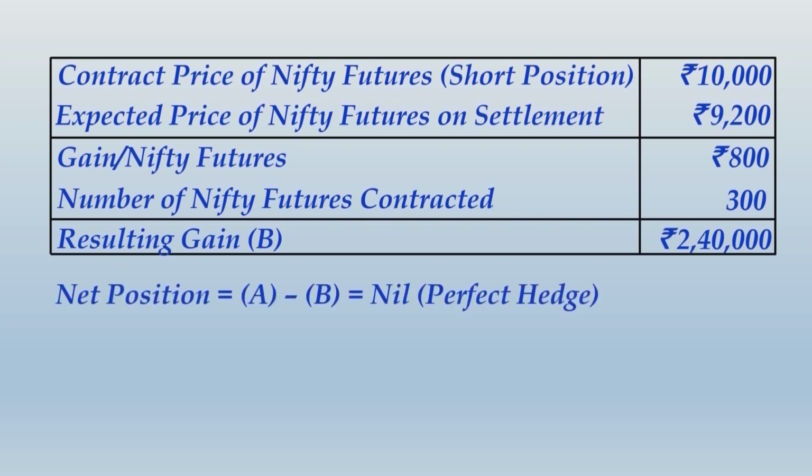The net position will be the loss in stock portfolio and the gain in Nifty futures, knocking off each other, and the final resulting expected position is nil, and this is because we have created a perfect hedge. Note down this and then we move ahead.